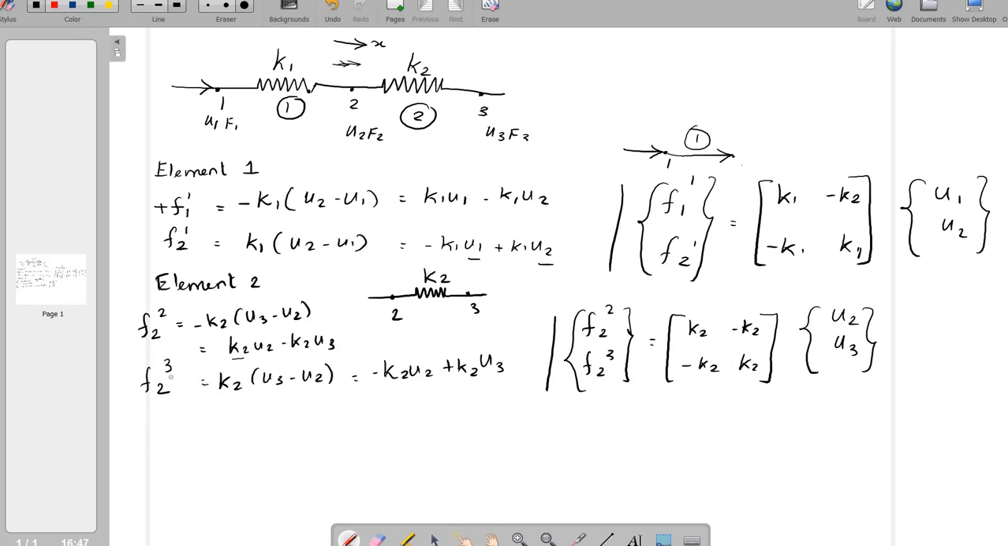Okay. Now we are going to arrange the global stiffness matrix. We have formed the stiffness matrices for the elements 1 and 2. We are going to superimpose all the matrices of forces, displacement and stiffness to the global formulation. How can we form the global formulation? Consider the force equilibrium.